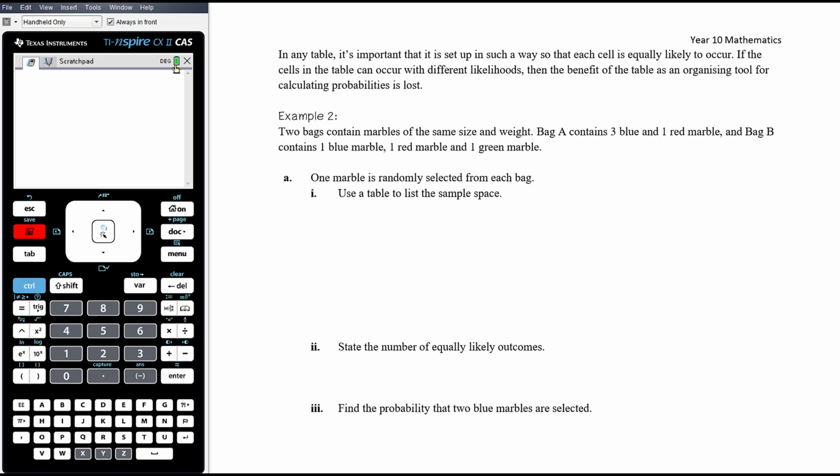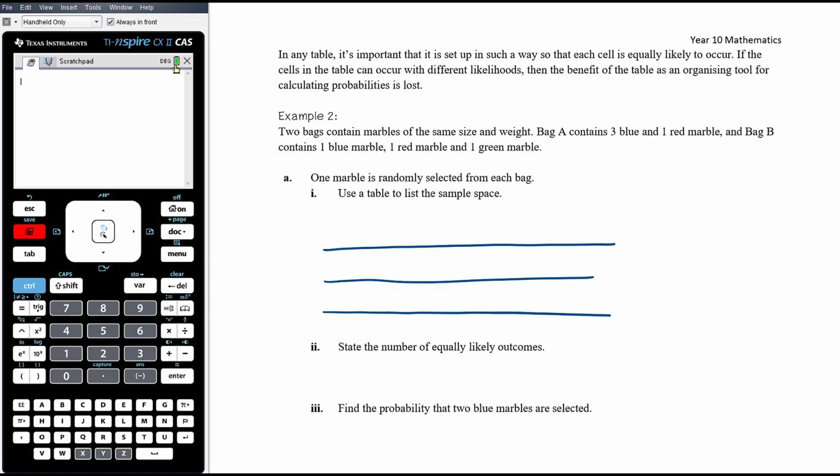2 bags contain marbles of the same size and weight. Bag A contains 3 blue and 1 red marble, and bag B contains 1 blue and 1 red marble and 1 green marble. 1 marble is randomly selected from each bag. Use a table to list the sample space. Okay, so I'm gonna put bag B vertically because it's only got 3 outcomes, and I've got sort of a horizontal space here.